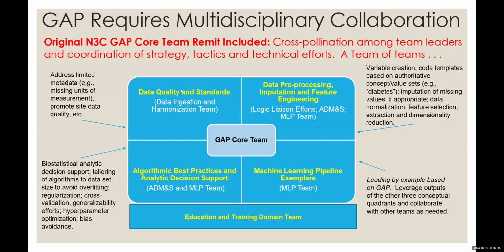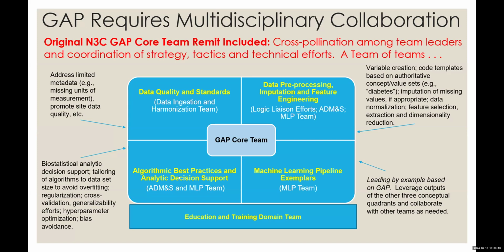So this subsumed data quality and standards and the data ingestion and harmonization team with a focus on addressing quality issues, limited metadata, promotion of site quality through the provision of feedback and direct support. Also in the upper right, we have data pre-processing and imputation and feature engineering. To some extent, efforts on the part of the logic liaison group were important here in cobbling together concept sets. But this is a broad array of activity that includes variable creation, production of code templates, in addition to the concept sets. And then during data pre-processing, of course, imputation of missing values, normalization, feature selection, and extraction.